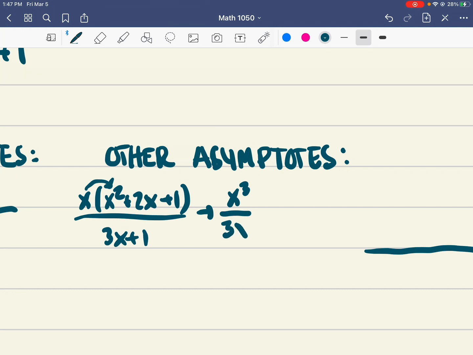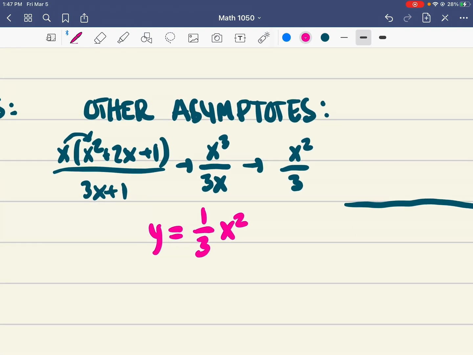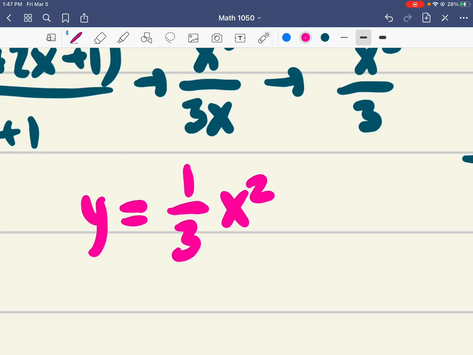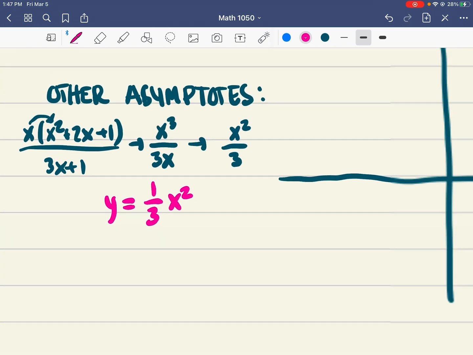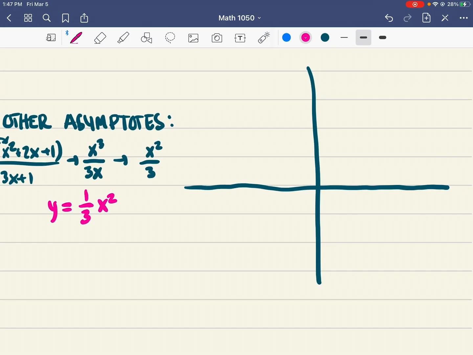The leading term of the denominator is 3x. And that reduces to x squared over 3, because one of those x's cancel, which makes us this line here, y equals 1/3 x squared. Same thing as this, right? x squared divided by 3 is the same thing as this. This is a parabola, but squished by a third, right? It's a third of its normal height.